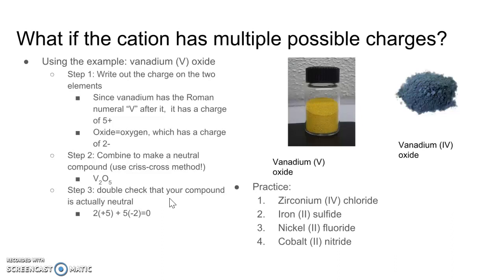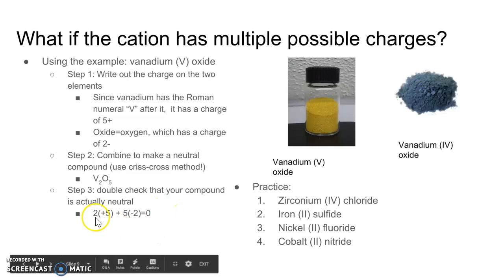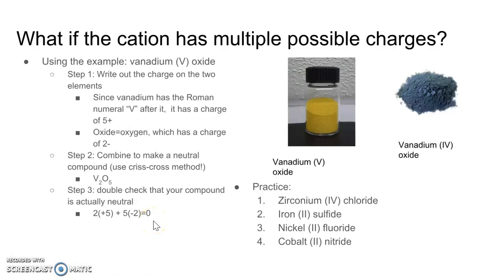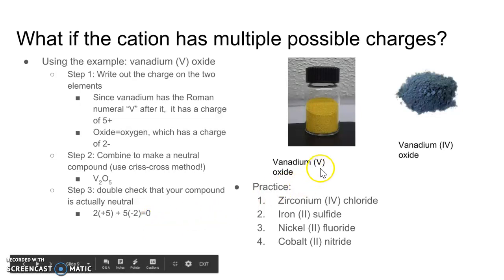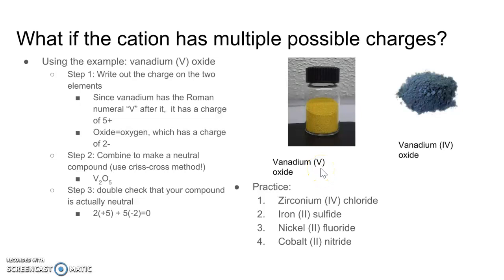So I put V2O5. Okay, well, I have 2 vanadiums. Each of those have a positive 5 charge. And then I have 5 oxygens, each of which have a 2 minus charge. Okay, so plus 10, negative 10. Yep, cancels out, gives me a 0. Perfect. Again, it's really important to have that Roman numeral in there, because vanadium oxide is a very different compound than vanadium 4 oxide. So vanadium 5 oxide, vanadium 4 oxide, real important.